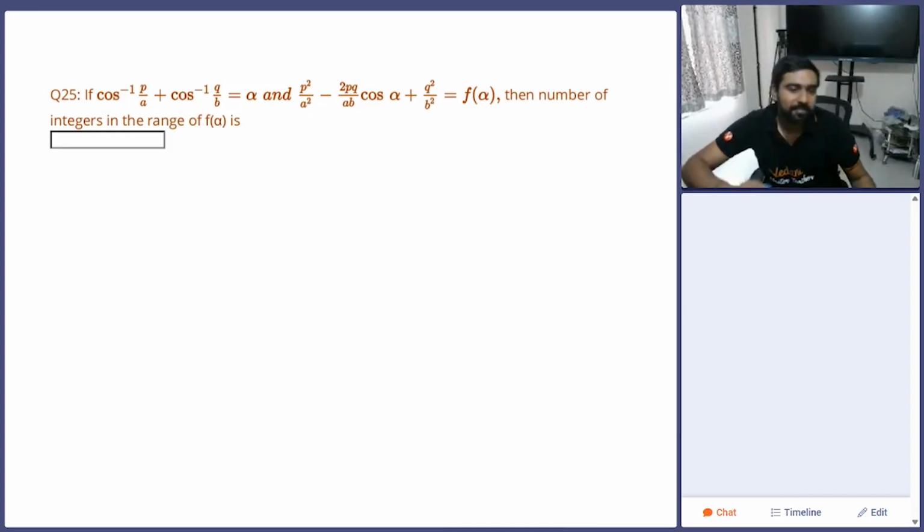What do you have over here? cos inverse(p/a) plus cos inverse(q/b) equals alpha, and p square by a square minus 2pq upon ab cos alpha plus q square upon b square is some f of alpha. What is the number of integers in the range of f of alpha?